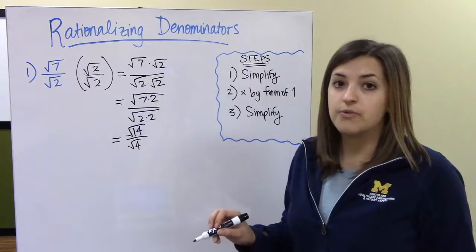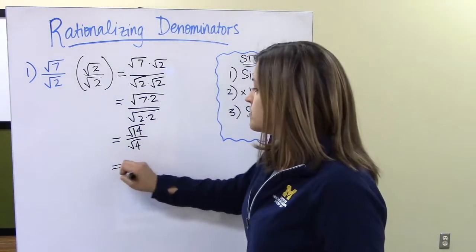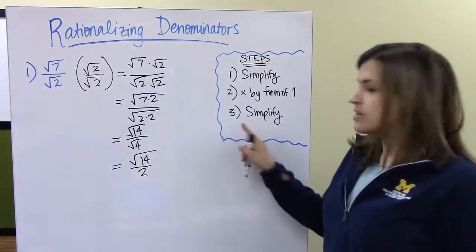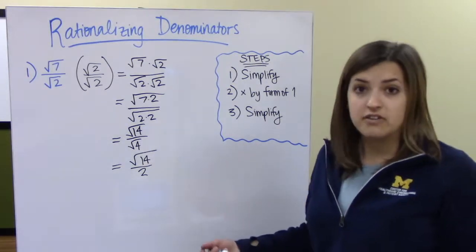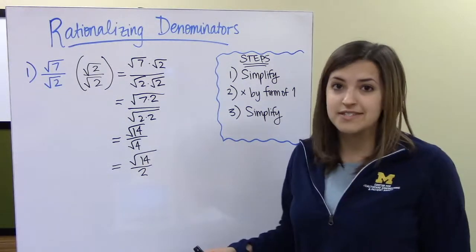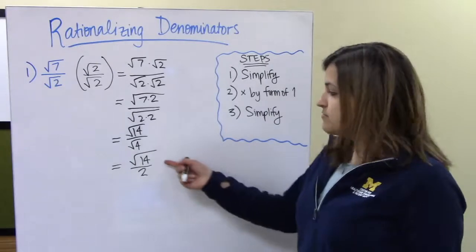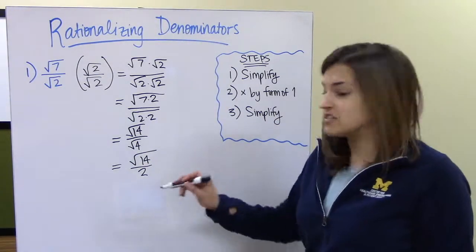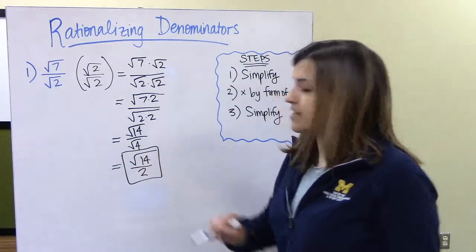And we know the square root of 4 is 2. So this equals, in the end, square root of 14 over 2. Now, let's look at our third step. That's to simplify again if we can. But we can't, because square root of 14 is as simple as it gets, and 2 is not a square root. So we're all set in our simplest form, and this is our final answer.